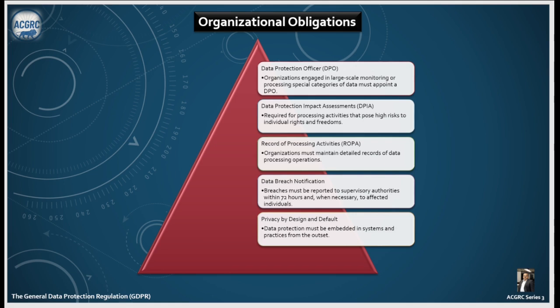When is a DPO required? Under GDPR, having a DPO is mandatory if your organization is a public authority like a government office, or monitors people regularly and on a large scale, for example tracking behavior online, or handles sensitive data like health records or criminal history on a large scale.